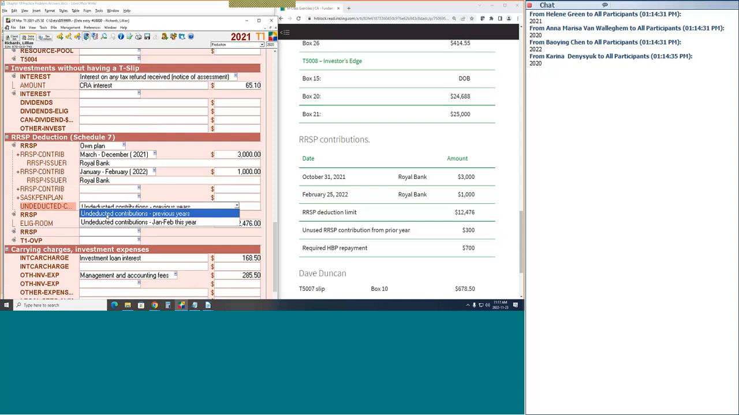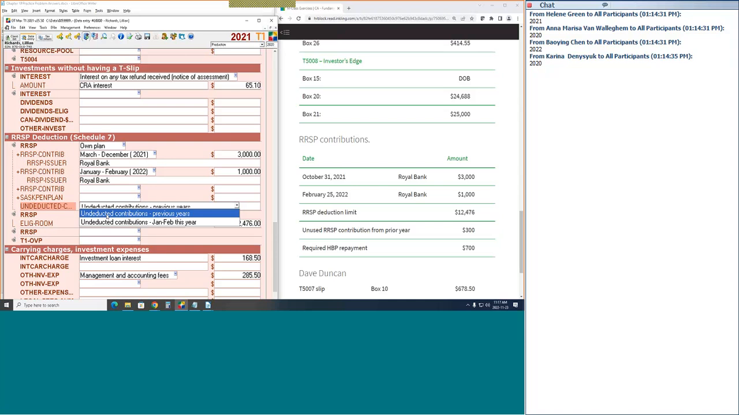And again, you're only going to use the keyword previous years, except in a very, very specific circumstance, which is going to be if we are doing a homebuyer plan repayment using January, February contributions. So unless you have that very specific scenario which requires you to have done some extra research, generally speaking, you don't need to worry about it. You're just going to put undeducted contributions.